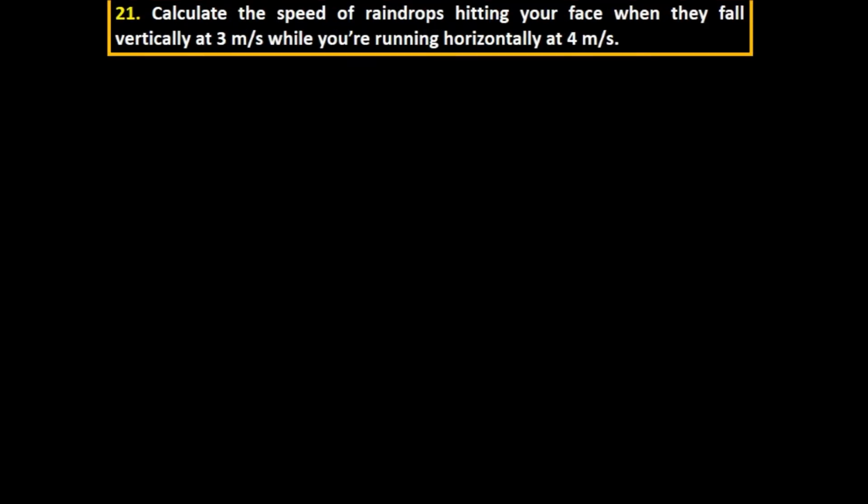Calculate the speed of raindrops hitting your face when they fall vertically, 3 meters per second, while you're running horizontally at 4 meters per second. Special triangle 3, 4, 5. So the answer is going to be 5.